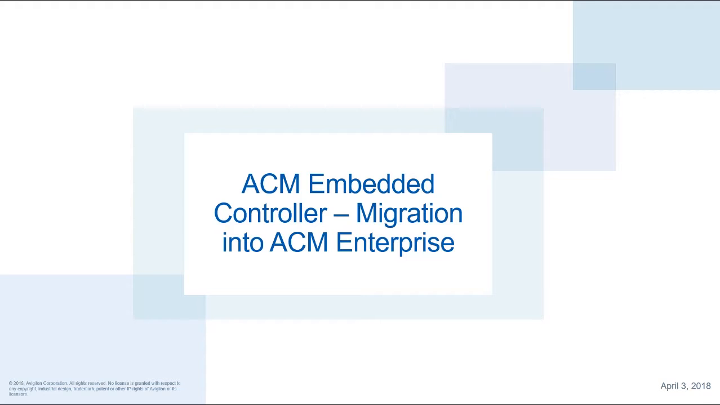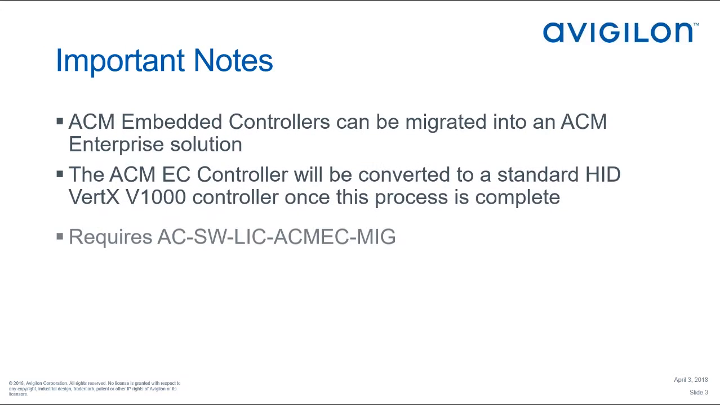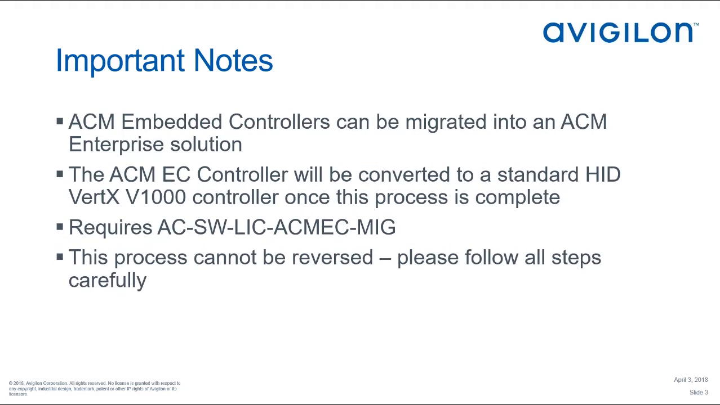Today we're going to cover the migration of an ACM embedded controller into an ACM enterprise solution. Let's review a couple important notes. The ACM embedded controllers were designed to run a lightweight version of Access Control Manager software directly from an HID Vertex controller. The ACM EC is a great option for basic access control opportunities, but in the event that the end user grows out of the functionality or requires additional features such as video integration, the ACM EC controller can be migrated into an enterprise solution.